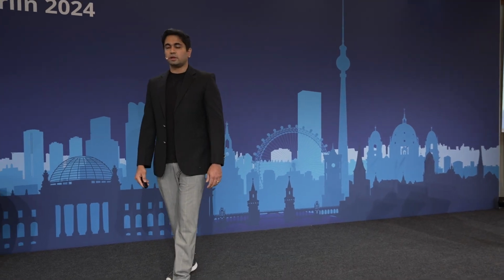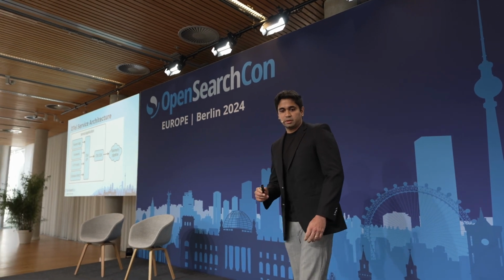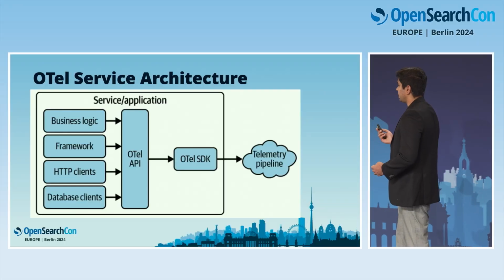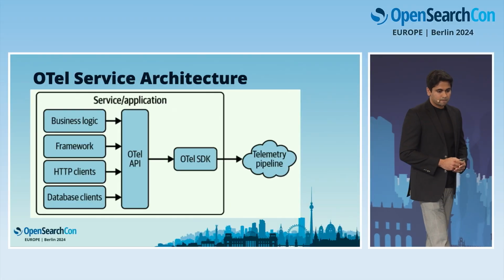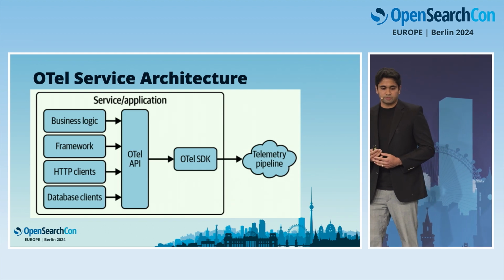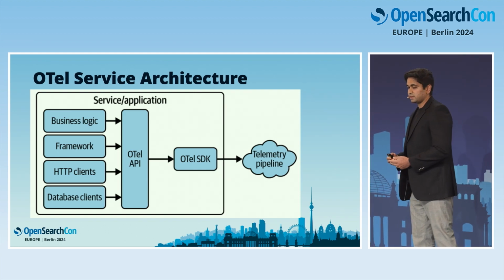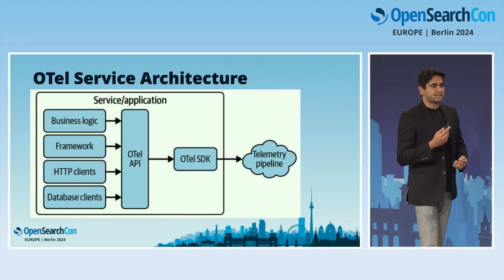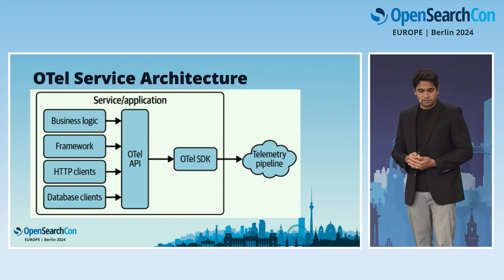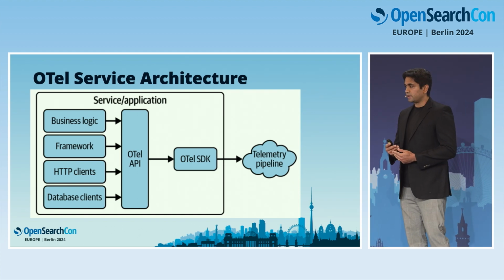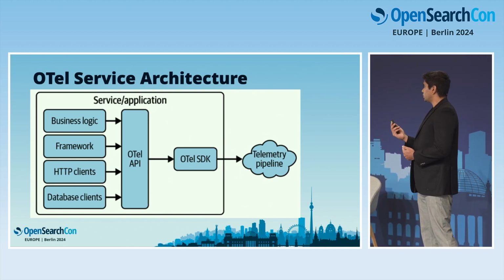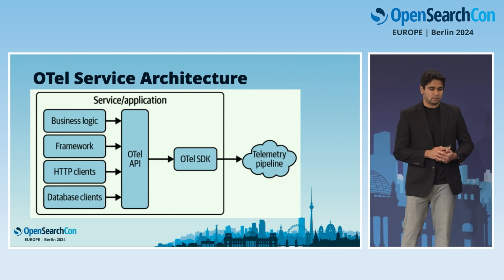The architecture is really interesting. Let's start with your service that you want to instrument. So the box is showing your service. You need to import the OTel API and SDK. The business logic in your service, the frameworks, clients, database, etc., will all use the OTel API to instrument or generate signals such as metrics, logs, traces. The OTel SDK will then process these requests and finally export them to your telemetry pipeline.